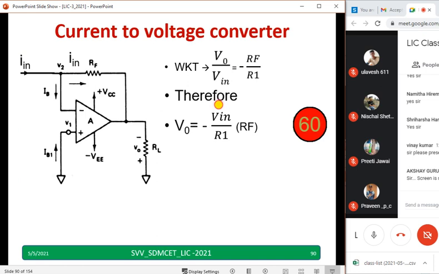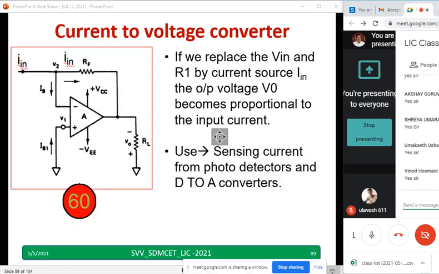Therefore, I can write, one minute. For the current to voltage converter, hope all of you are remembering, we had a Vin source, R1 resistor and RF resistor. Now I can replace this voltage and resistor by the IN current. And all of us know IB will be very, very less. I can say 0. The reason is the input resistance of the op amp is very high or infinity. Hence, IB will be 0. Whatever the current is there, the same current will flow through the RF.